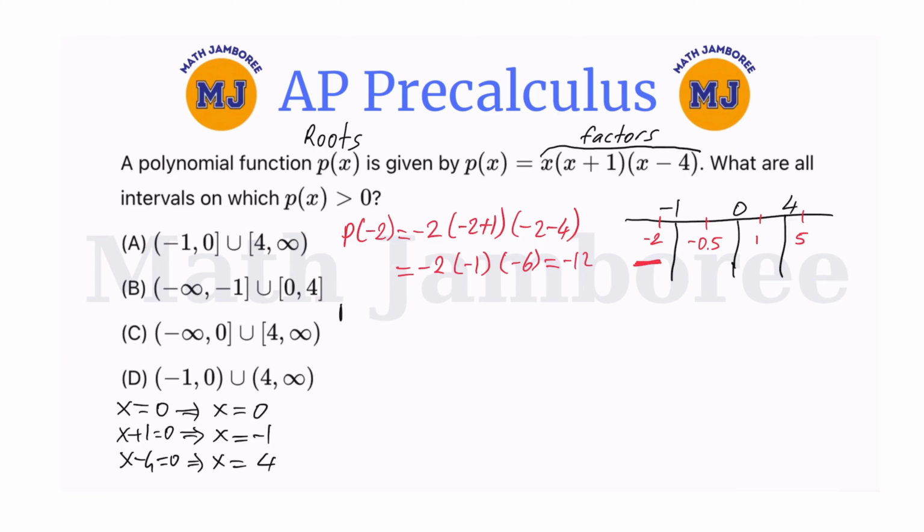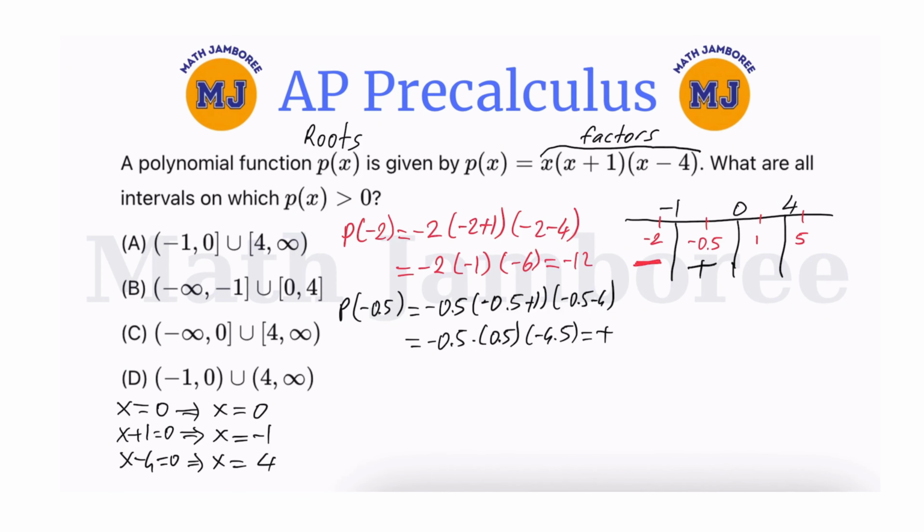What about p of negative 0.5? Negative 0.5 times positive 0.5 times negative 4.5. There are 2 negatives, so if the number of negative signs is even, this is positive, therefore it's positive. You don't need to calculate this. You're looking for just the sign, so you can leave it like that.